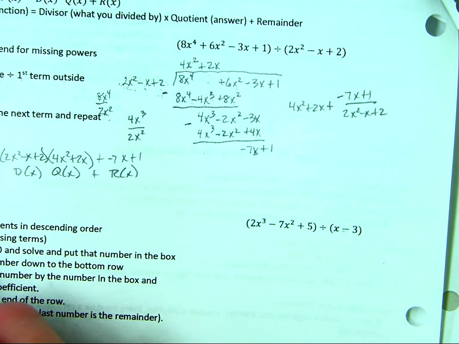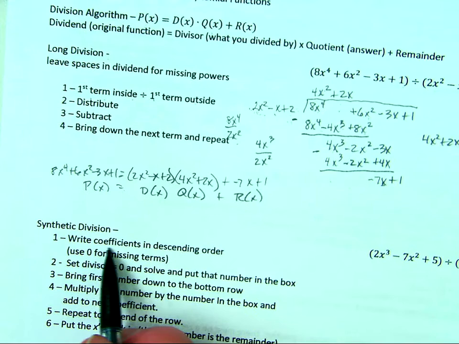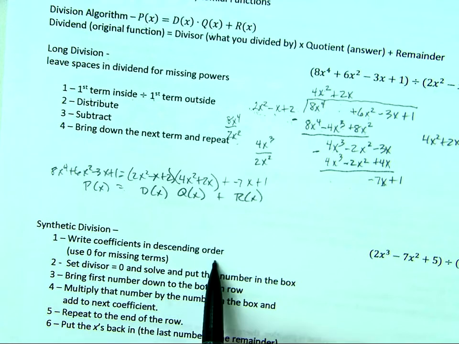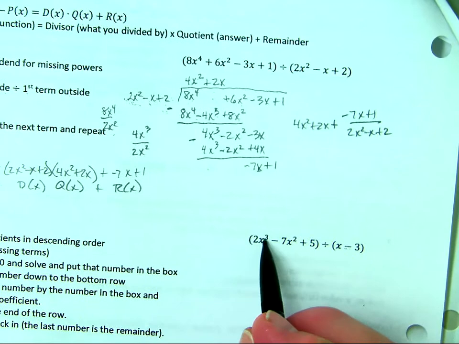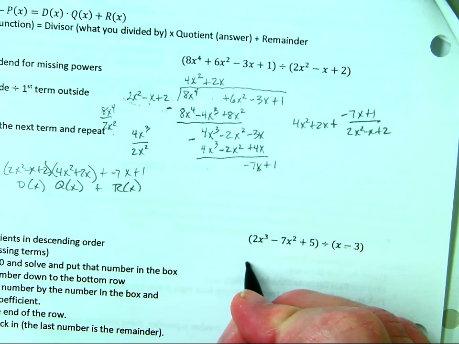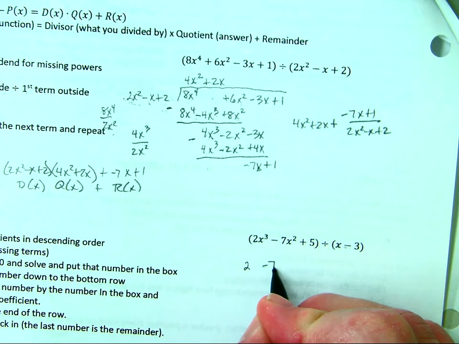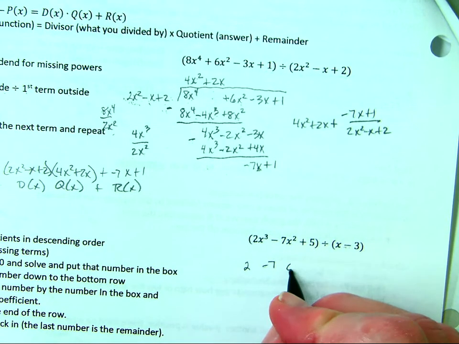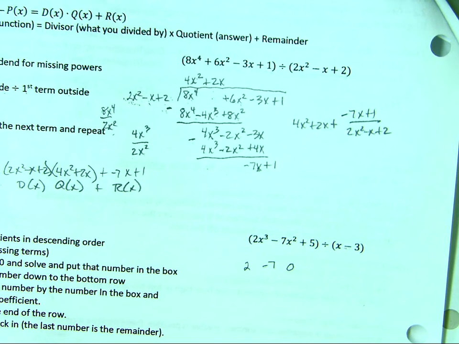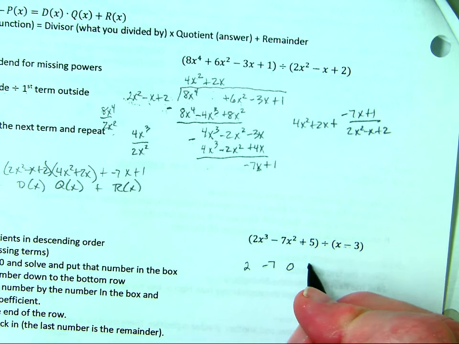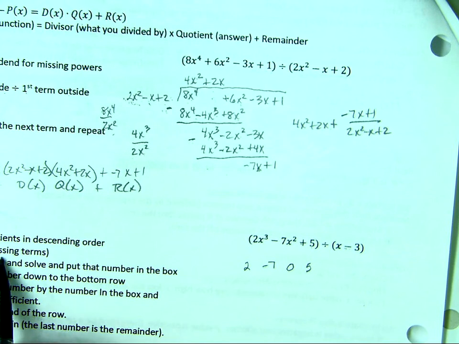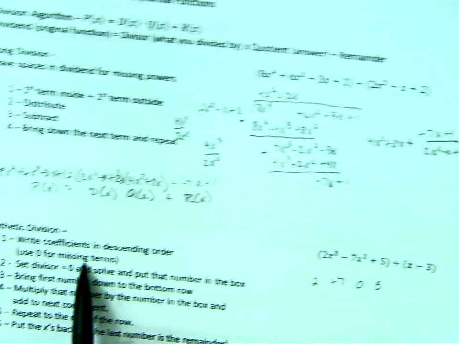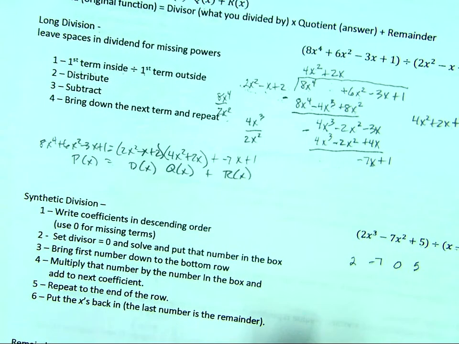First, you write down the coefficients in descending order. So here, x cubed, so we start with a 2x cubed, a negative 7x squared. Now notice there's not an x. You have to put a 0 down. This is the most common mistake when students do synthetic division. They forget to put the 0 down. So if one's missing, put a 0, and then we have 5. So that's the first step. Write the coefficients in descending order. Use 0 for missing terms.